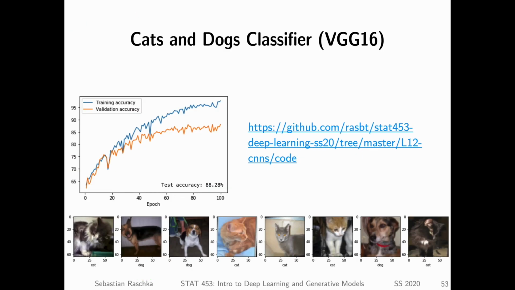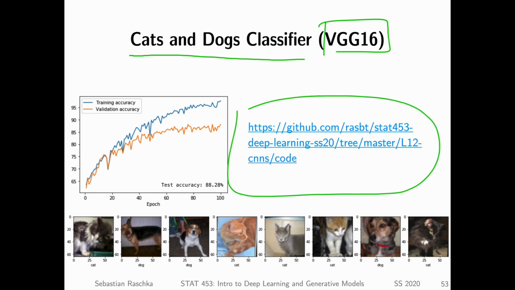Also, I actually implemented a cats and dogs classifier. Here I'm using the VGG16 architecture. We will talk more about the VGG16 architecture next lecture, but if you're interested, you can check out this code.